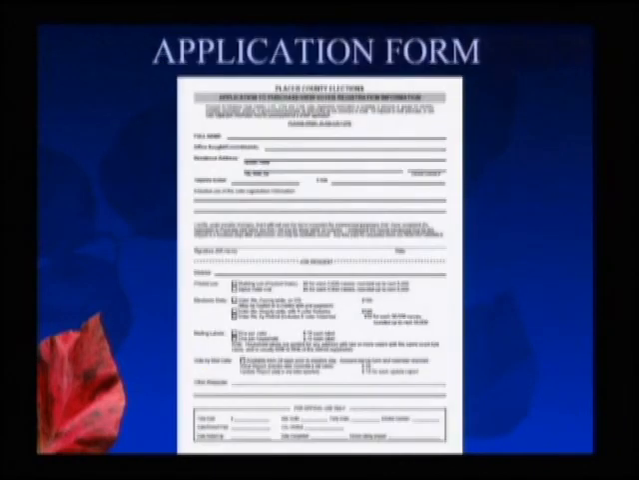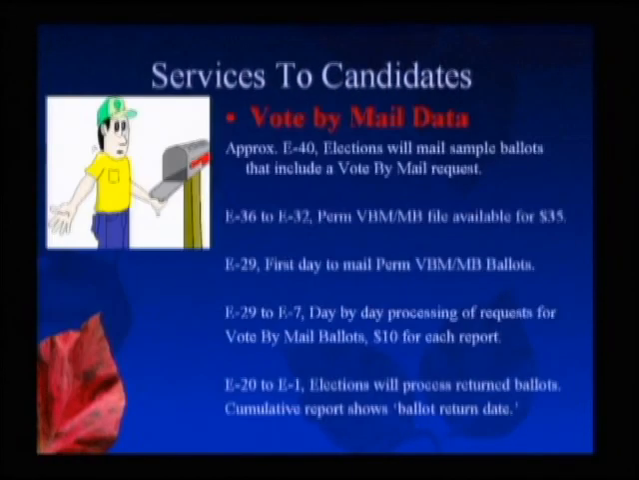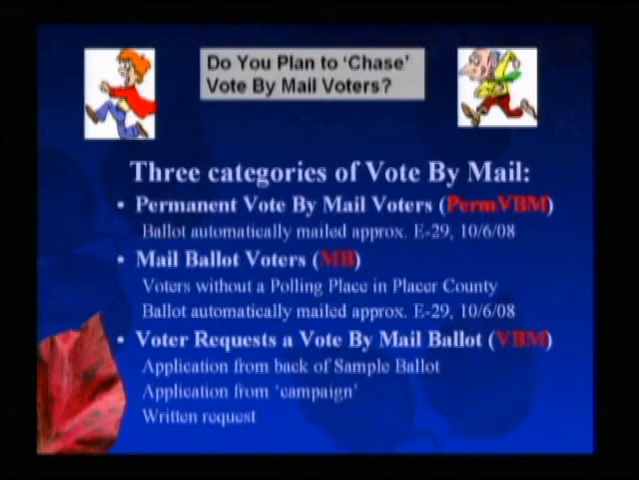And that first report will give you all of the permanent vote by mail voters, all of the mail ballot voters, because those people are already identified on the file as to their status. So you get a very large report in the beginning. Then if you want subsequent reports, an update to include those voters who send in their applications for a vote by mail, it's $10 for each update to that report.